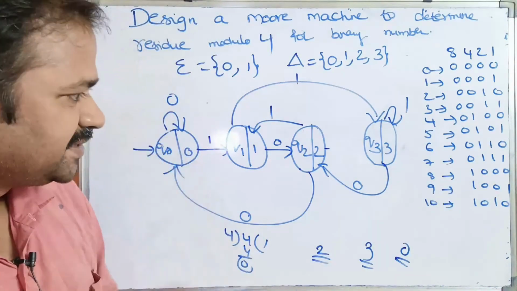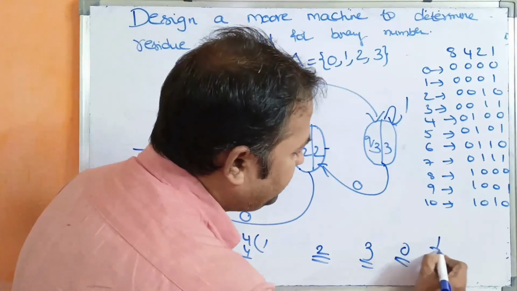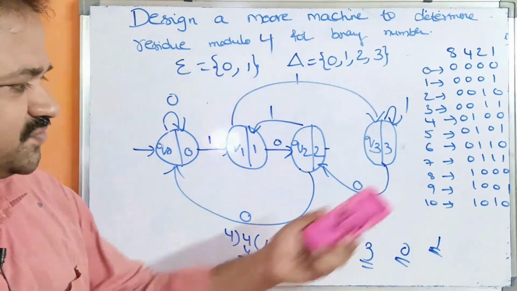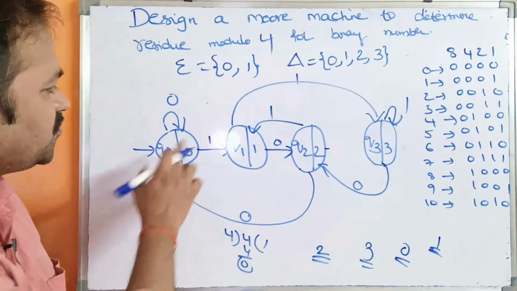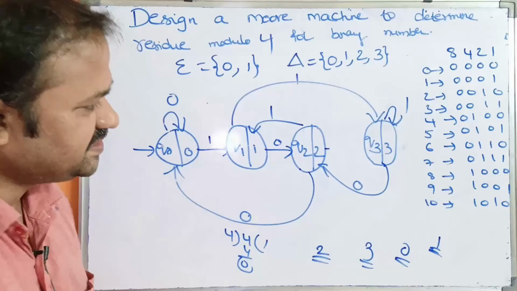Next 9. What is 9 modulo 4? 4 twos are 8, remainder 1. So we have to be at output 1 if we apply 1 0 0 1. So 1 0 0 1. So this is also over.